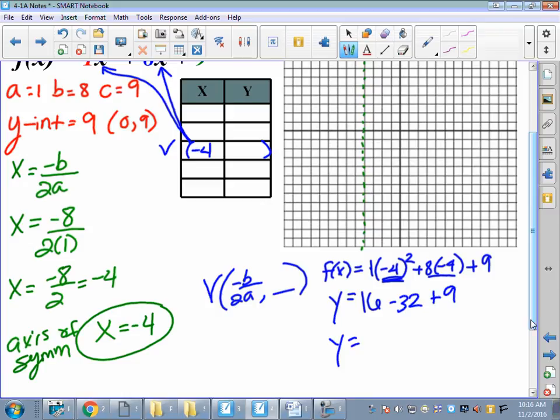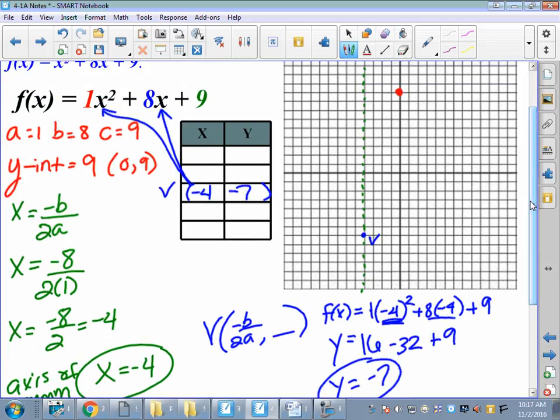So when I simplify that, 16 take away 32 is negative 16, and negative 16 plus 9 is negative 7. So my y-coordinate of my vertex is negative 7. So I'm going to go over 4 to the left and down 7, and label that with a V for vertex. So I know my parabola starts there. I know it's going to go through my y-intercept up here. We can either call that C or we can call that y-intercept.